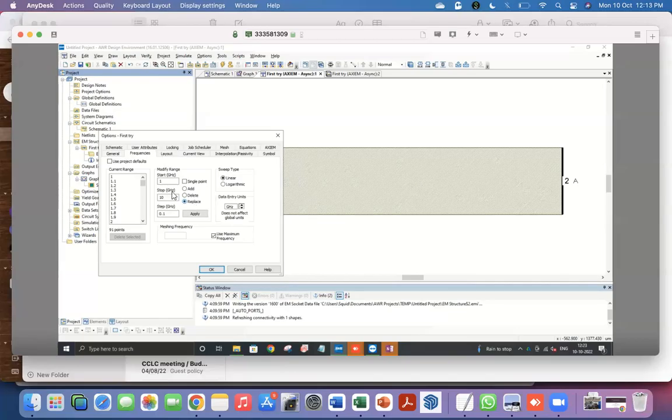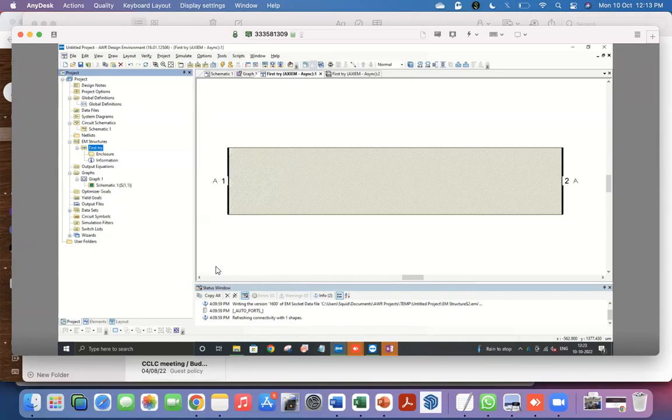So I'm going to not use the project defaults. Instead, I'm going to give a much coarser frequency spacing here because this is just a transmission line. I don't particularly care. And so now for the EM structure, it will only solve at those 10 points.